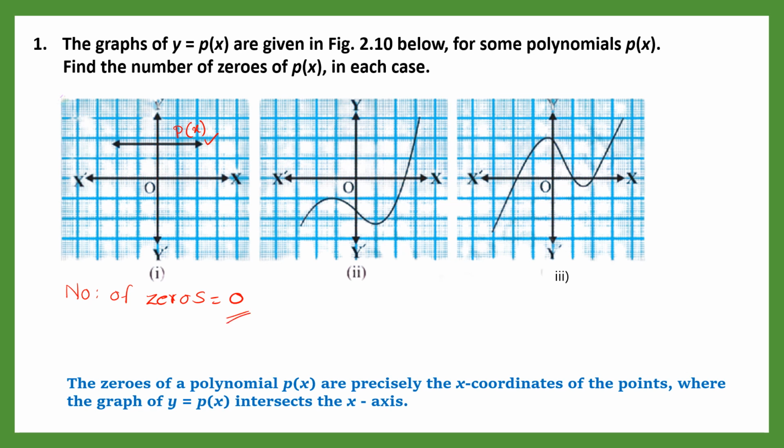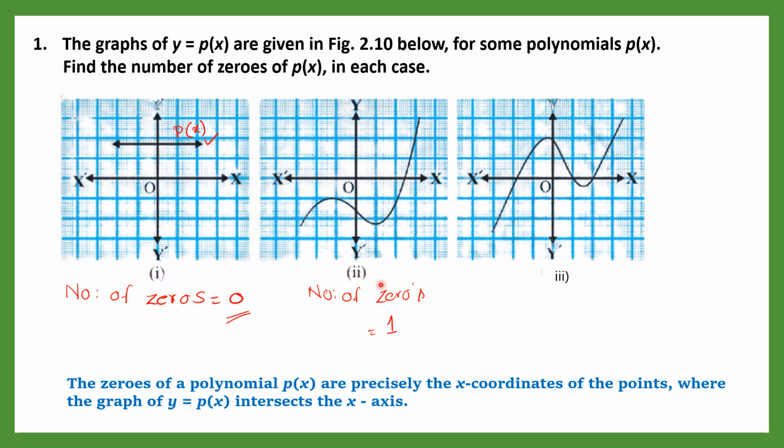Next, if you observe this graph of the polynomial p of x, check where it intersects the x-axis. Here. How many times did it intersect the x-axis? Only once. So the number of zeros is 1. The x coordinate of this point is nothing but the zero of the polynomial. So for the second graph, the number of zeros of this polynomial p of x is 1.